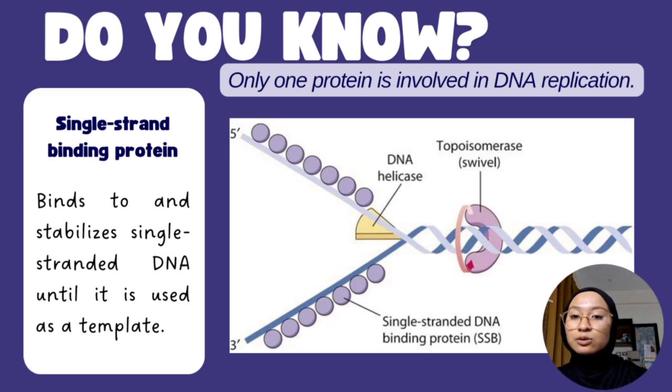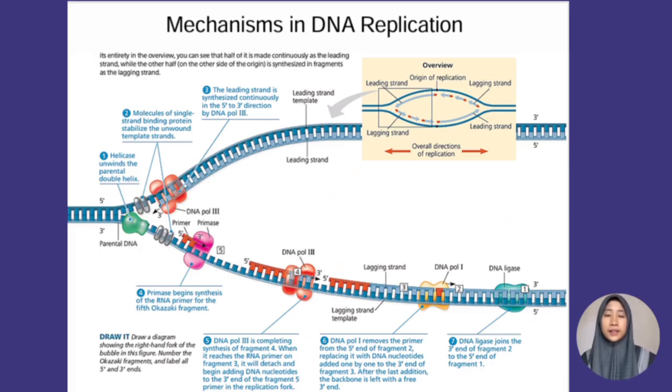Its function is to bind and stabilize single stranded DNA until it is used as a template, as you can see from the picture above. This diagram explains the process of DNA replication. First, helicase unwinds the DNA. The enzyme helicase separates the two DNA strands of the DNA double helix, creating a replication fork where replication starts.